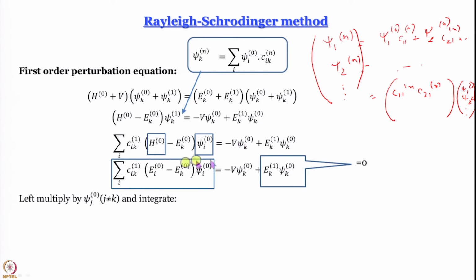What about the first term? This will become some integral involving a triple product, involving a wave function and its operator operating on another wave function. Left hand side simply becomes Cjk 1th multiplied by Ek 0th minus Ei 0th.